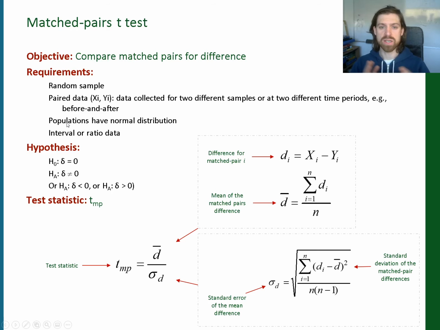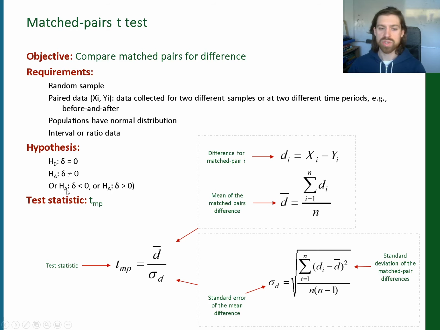But they're dependent, so they're matched. The populations have to be normally distributed, so Gaussian, they have to have a bell-shaped curve in their distribution, and the data has to be interval or ratio based, so continuous. The hypothesis, so we have the null hypothesis that delta is the same, so the mean for the sample is the same as the population, essentially.